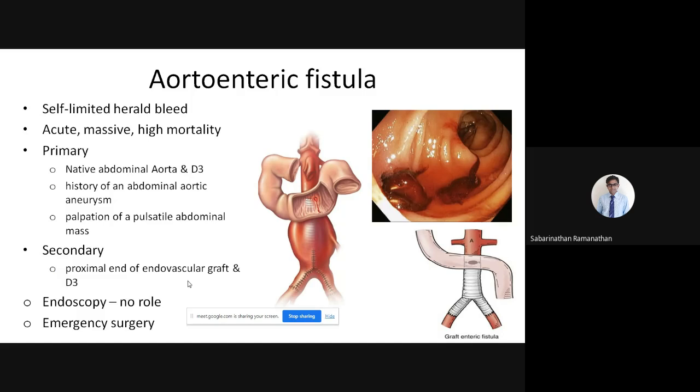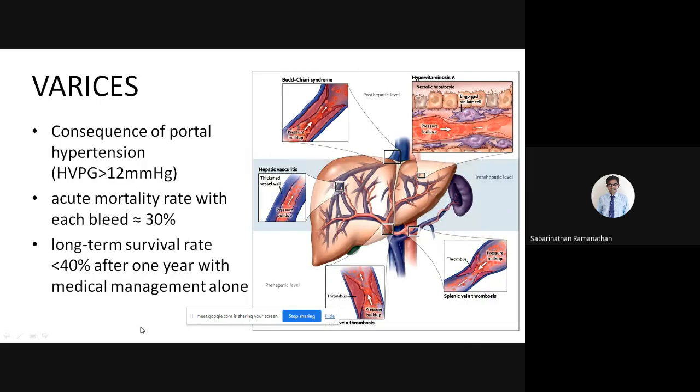Secondary, it is due to the proximal end of the endovascular graft, and people who have already undergone endovascular graft might present with aortoenteric fistula. There is no role for endoscopy. We need to submit for emergency surgery.